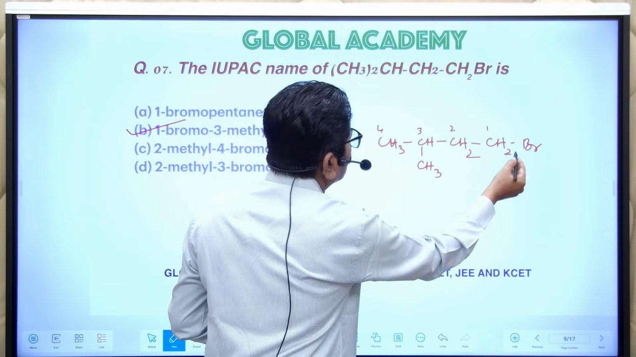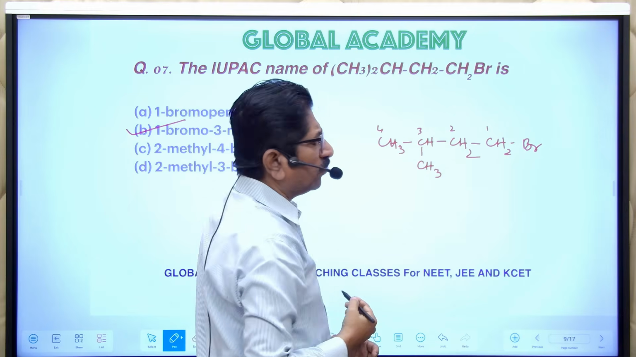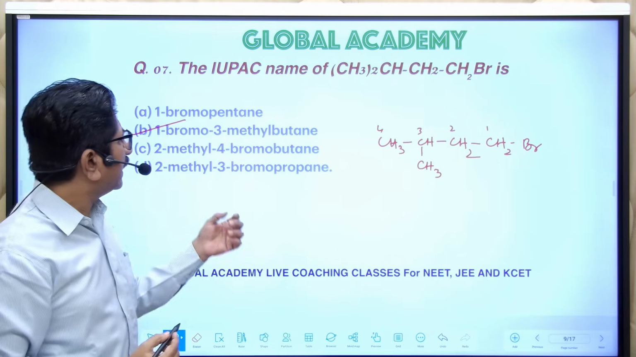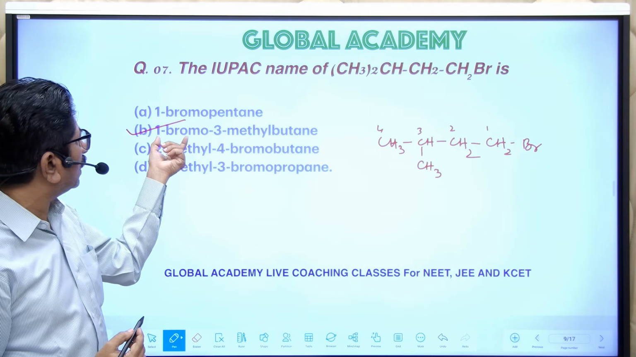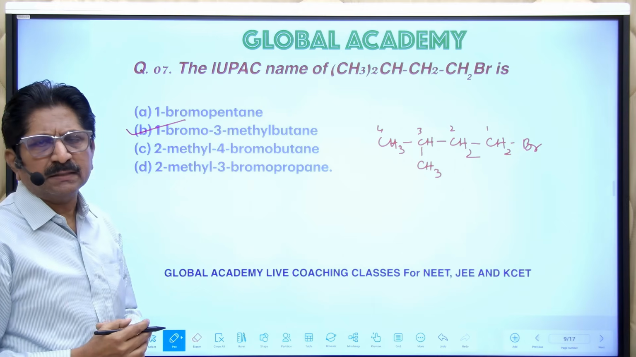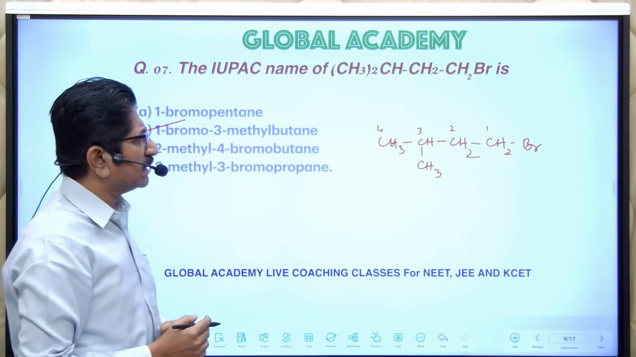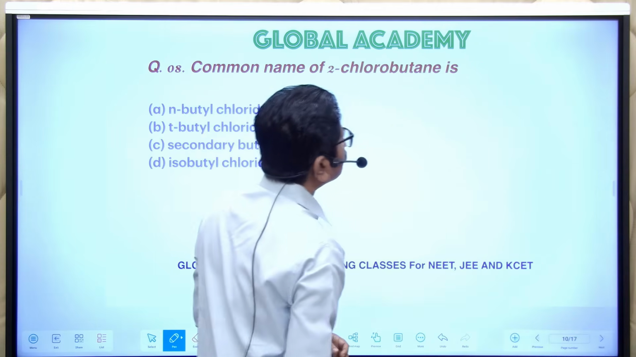1 bromo 3 methyl butane. 1, 2, 3, 4. So it is a butane. Hence the IUPAC name of this compound is 1 bromo 3 methyl butane. So that is the IUPAC name of this compound. Okay. Now let's see the next.